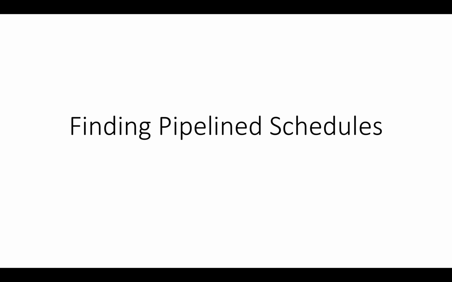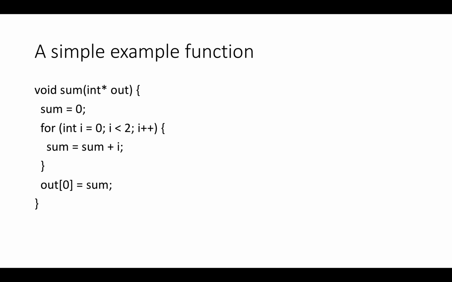So in this video, I just want to go intuitively over a very simple example of how to find a pipeline schedule for this very simple loop. So here's a function, and the function is called sum. It takes in a pointer and an output, and then it sets a temporary variable. I forgot to put the int here, but it should be int sum equals 0. And then for i equals 0, i less than 2, i plus plus, we're going to add i to the sum, and then we're going to write out 0 to be equal to sum.